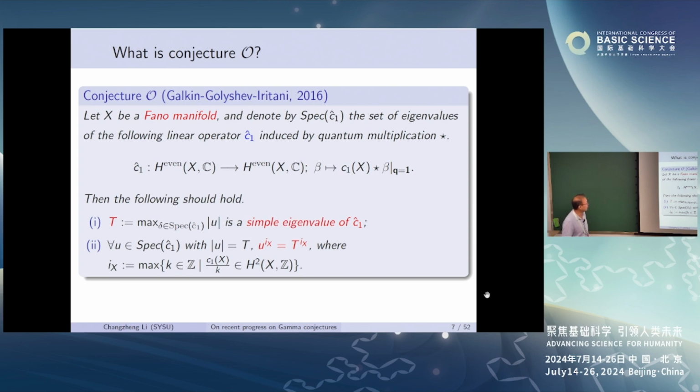Also, this is a typo. This is U. It just means we consider the maximum eigenvalue. Okay. So everyone should be able to understand this.